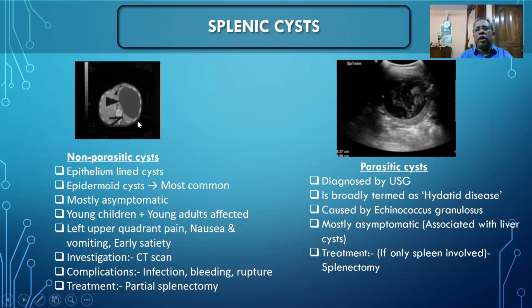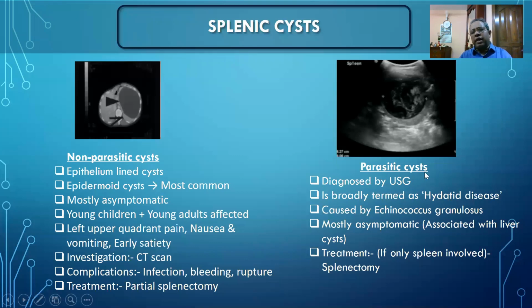In case of non-parasitic cyst, it is an epithelial lined cyst, the lining is epithelial. Epidermoid cyst is most common, mostly asymptomatic, affecting young children and young adults, with left upper quadrant pain, nausea, vomiting, early satiety. Investigation: CT scan. Complications: infection, bleeding, rupture. Treatment: partial splenectomy. If the whole spleen is involved, go for total splenectomy.